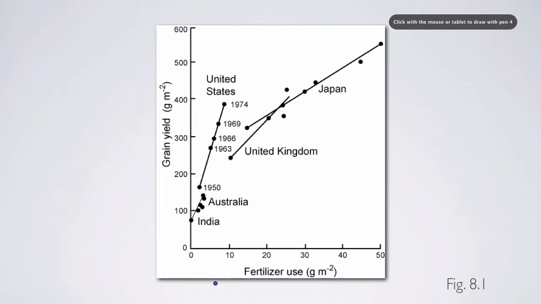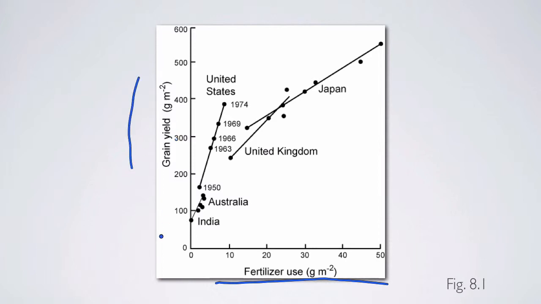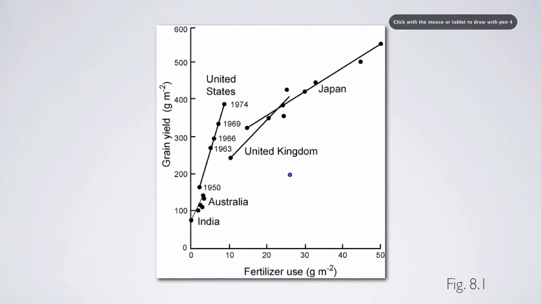So on the x-axis we have fertilizer use, and on the y-axis we have grain yield, which is grams per meter squared. So these studies were all during the Green Revolution, which was a time when people really focused in on increasing agricultural production to meet growing food demand.